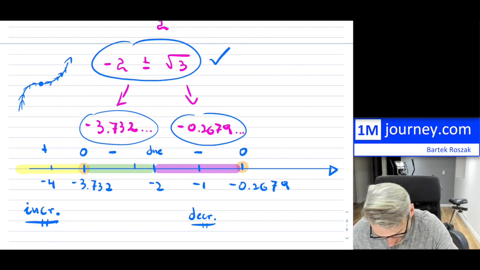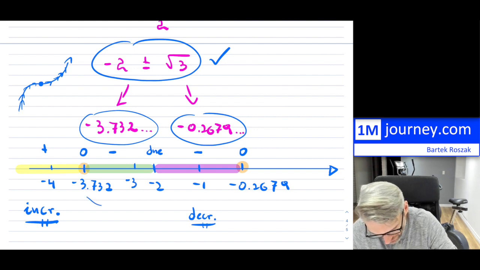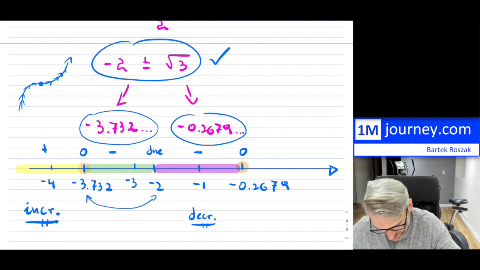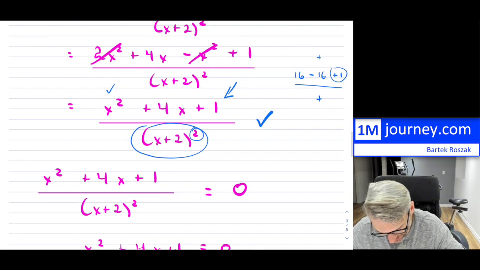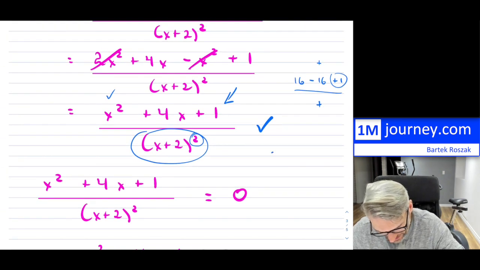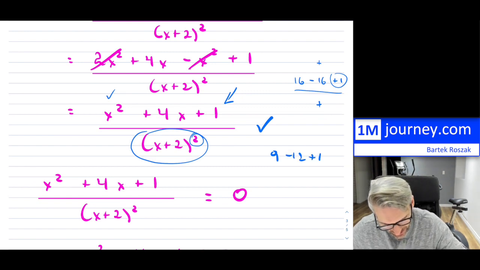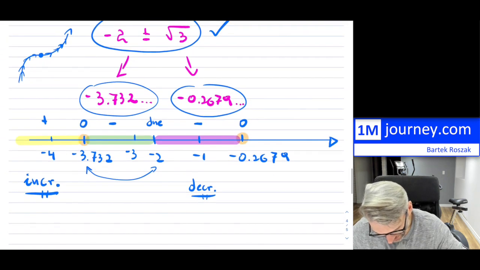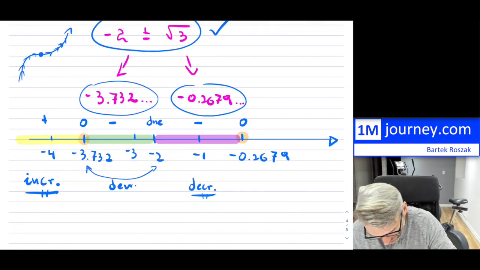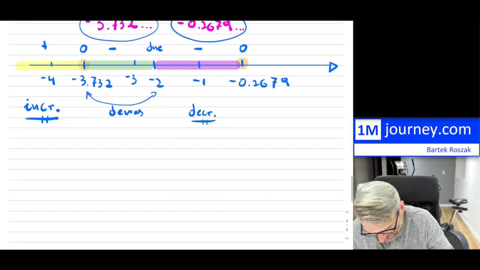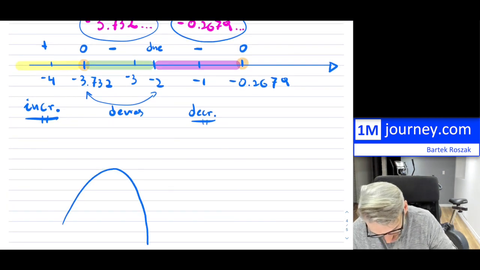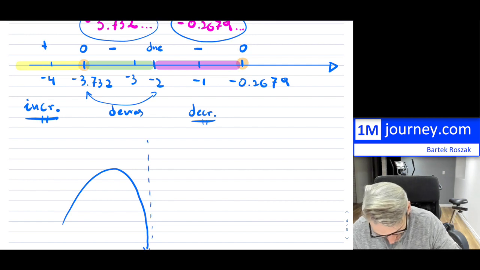I could have chosen negative 3 here, because that indeed would be between here and here. So let's just make sure that it is decreasing. Negative 3 would be 9 minus 12 plus 1. It is indeed still negative over a positive, so positive because this is positive. If you substitute back in, this is still decreasing. So it's going to look something like this: it goes like this, hits a gap, and then blows up. So this is negative 2.